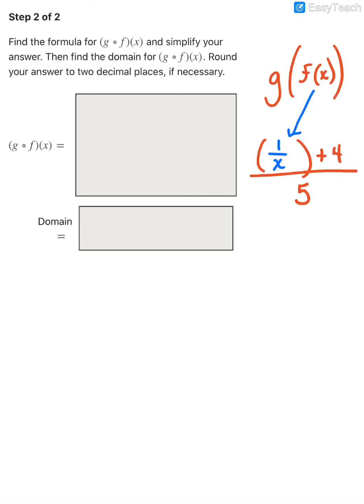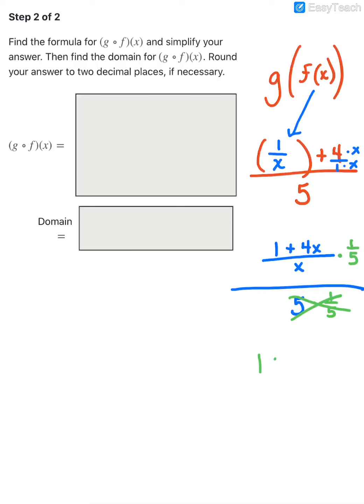Okay, so once again, if we simplify this, we can think of this 4 as 4 over 1. So if we get a common denominator on top, I'm having to multiply by x on top and x on bottom, so that I get a 1 plus 4x over x, and then over 5. And then, just like before, this is a complex fraction, so the way you simplify that is multiply by the reciprocal of what's on bottom, so that my final answer becomes a 1 plus 4x over 5x.